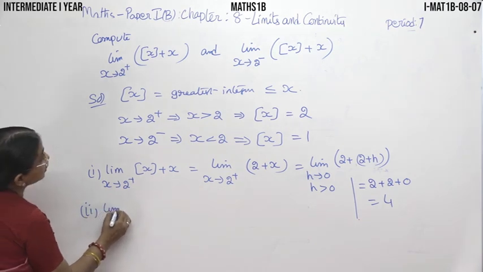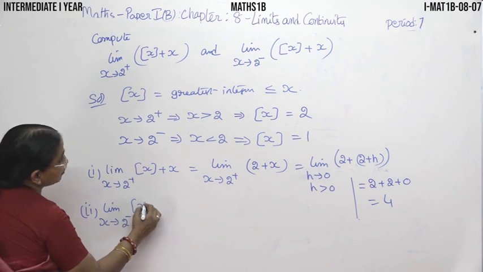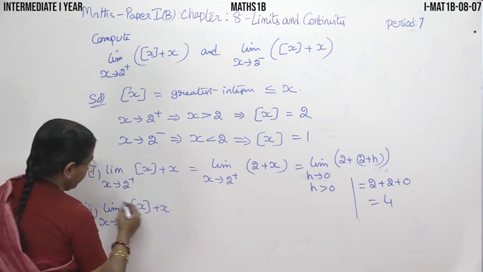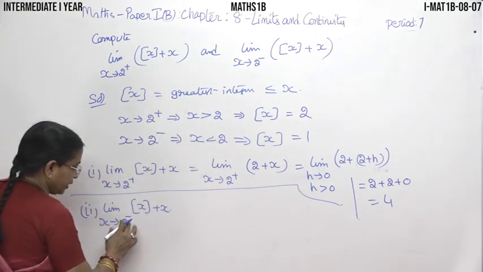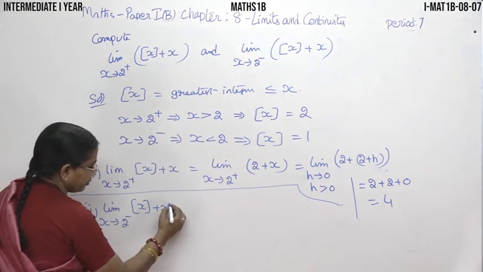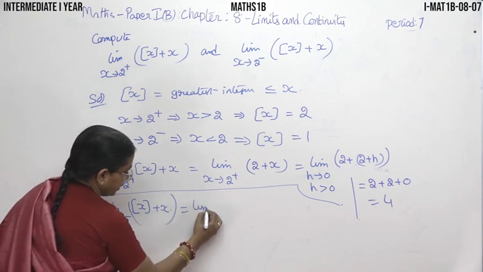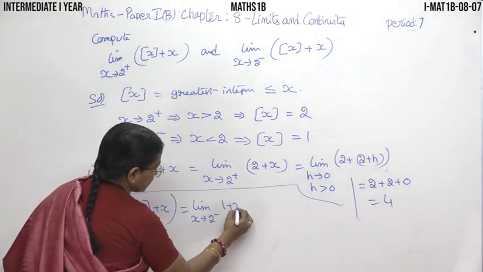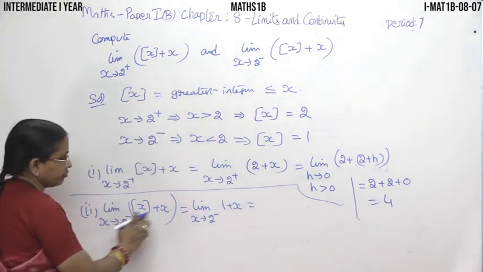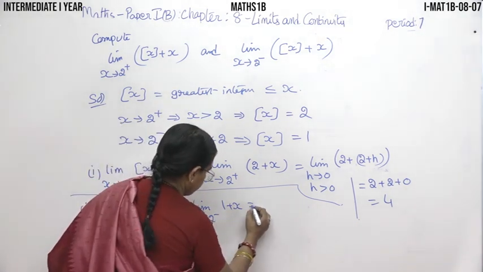Limit x tending to 2 minus of step x plus x. So when it is 2 minus, the step x value, the bracket value, is 1. So it is limit x tending to 2 minus of 1 plus x. Its value is now 1. So now substitute, so 1 plus x.